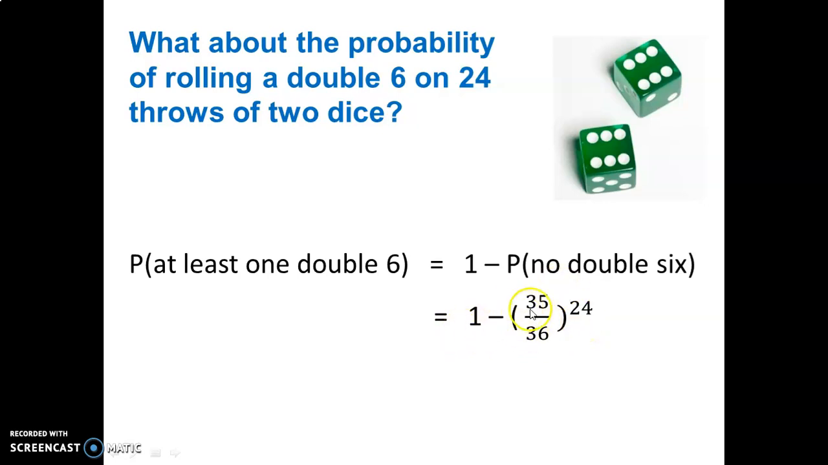So 1 minus that value will give you the chance of getting that double 6 in 24 rolls. If you do this large calculation here, you will get this value. So now you can see it's a higher chance of getting one 6 in 4 rolls than it is of getting a double 6 in 24 rolls.